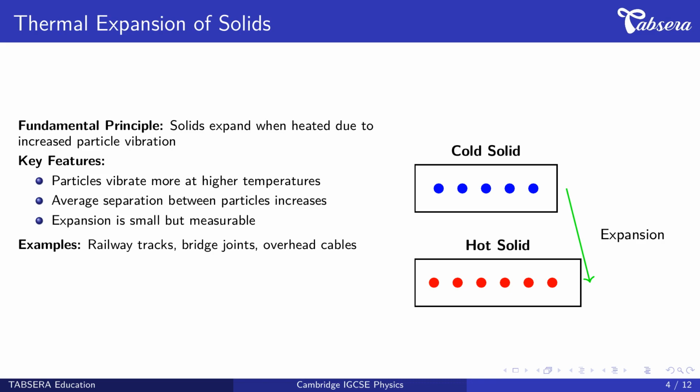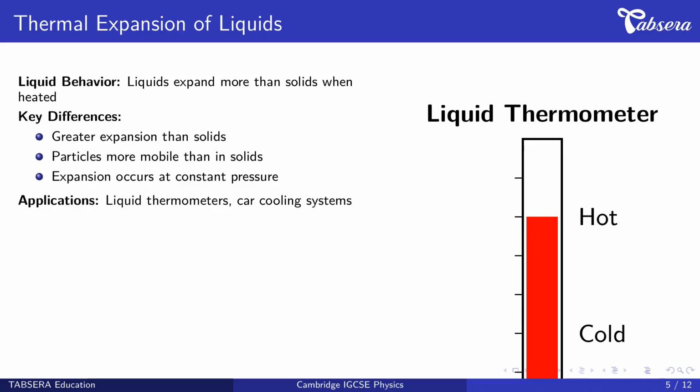overall expansion. Now we examine thermal expansion of liquids. Liquid behavior differs significantly from solids. Liquids expand more than solids when heated because their particles are more mobile. Key differences include: first, greater expansion than solids, typically 10 times more expansion for the same temperature change. Second, particles are more mobile than in solids, allowing easier movement and greater volume changes. Third, expansion occurs at constant pressure, which is the normal condition for most liquid applications.